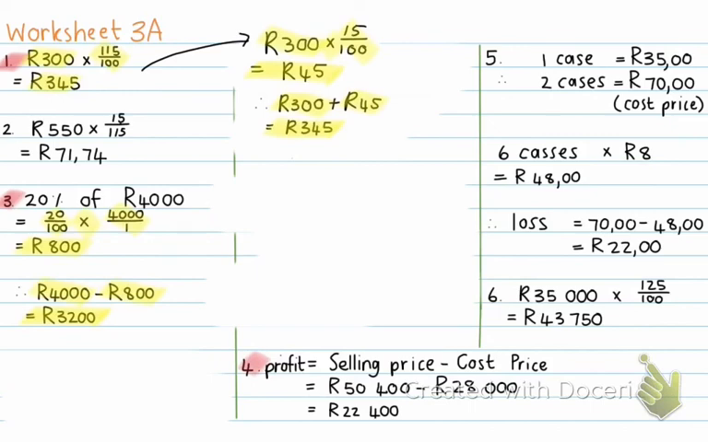Alright, and then the last question, number 4. It says a shop owner buys stock for 28,000 and sells the stock at a profit. If his income is 50,400, how much profit did he make? Okay, so profit, there's a formula. It says selling price minus cost price, and the selling price is the same as his income. So therefore, I substitute selling price with 50,400 minus 28,000, and that gives you a profit of 22,400 Rand.